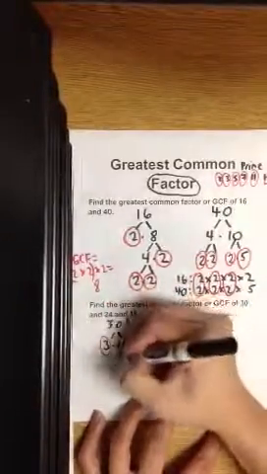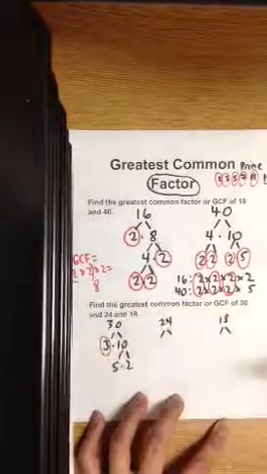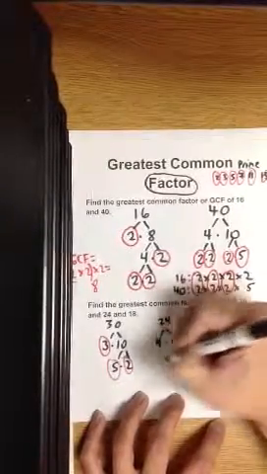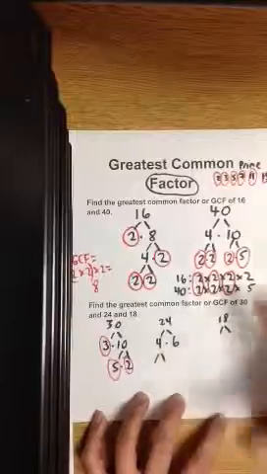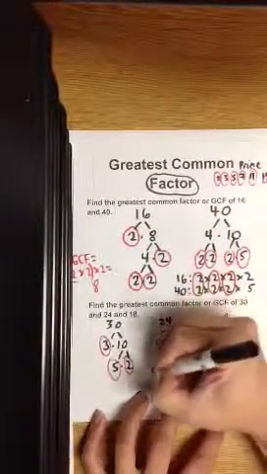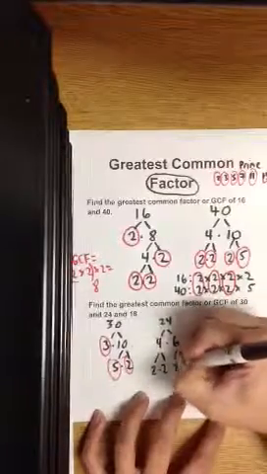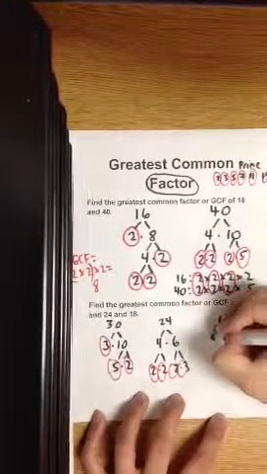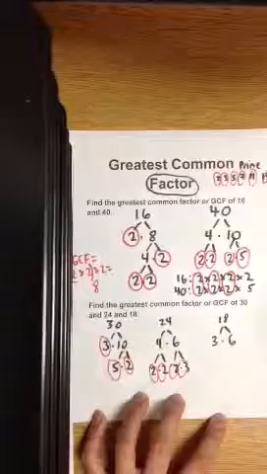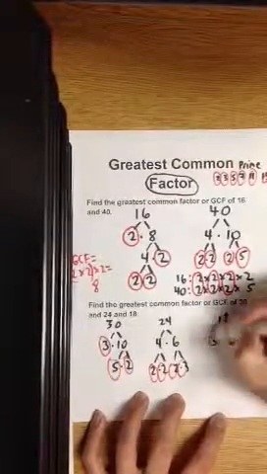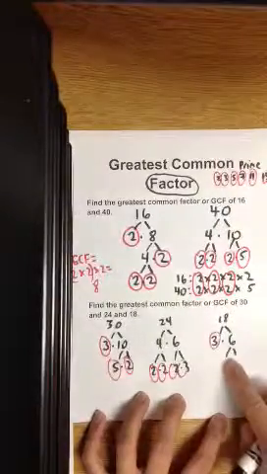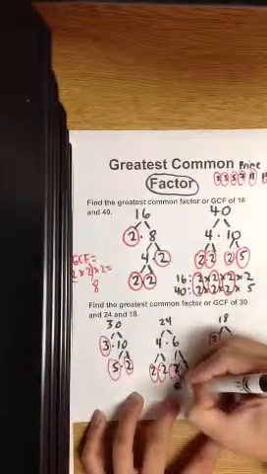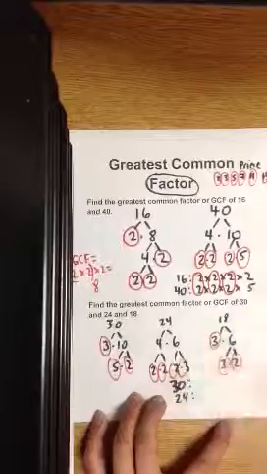30. 3 times 10. Which of these two are prime? 3 is prime. 10. What two factors make 10? 5 times 2. 2 and 5 are prime, so I circle, circle. 24. 4 times 6. Are these prime? No. So what are the factors of 4? 2 and 2. And what are the factors of 6? 2 times 3. Which one of these are prime? All of them. What are the factors of 18? 3 times 6, or 2 times 9. I'm going to use 3 times 6. Which of these are prime? 3. 6. What makes 6? 3 times 2. Circle, circle.